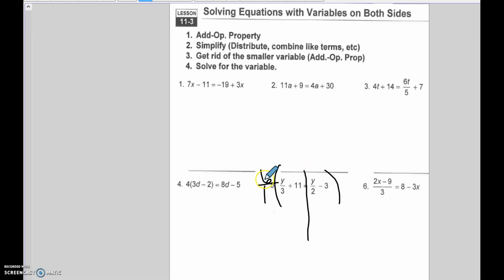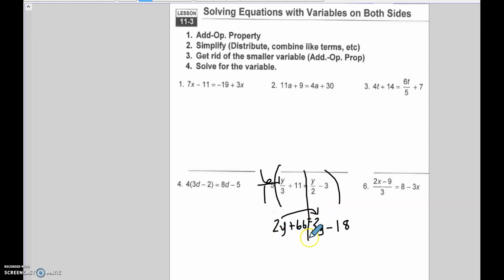Okay, that would be 6 times 1/3 would be 2y plus 66 equals 3y minus 18. Okay, I'm going to collect my variables on one side and my constants on the other. Let's see, I'm going to move my variables to the right. You could do it to the left if you want.